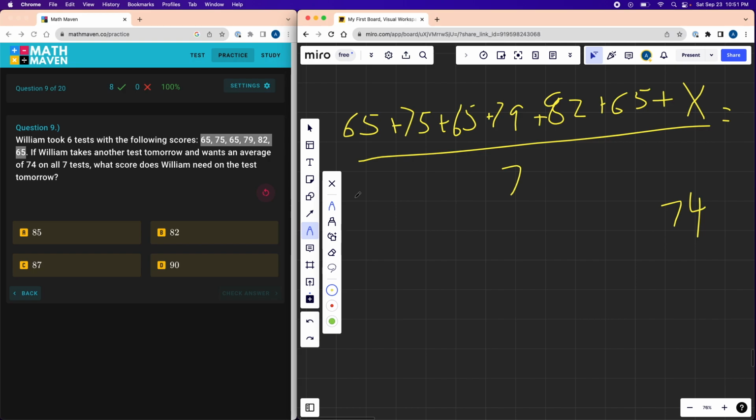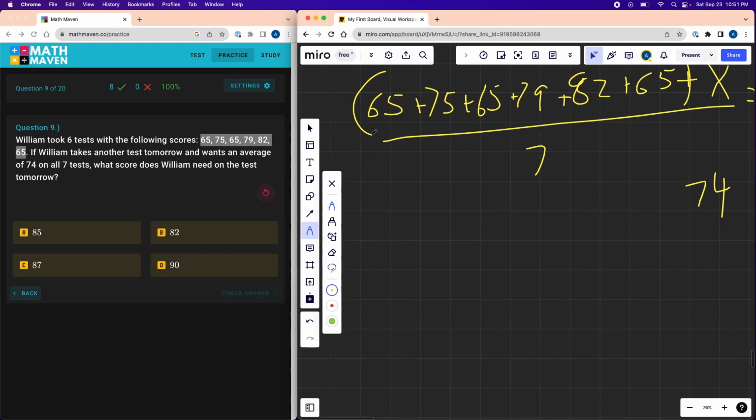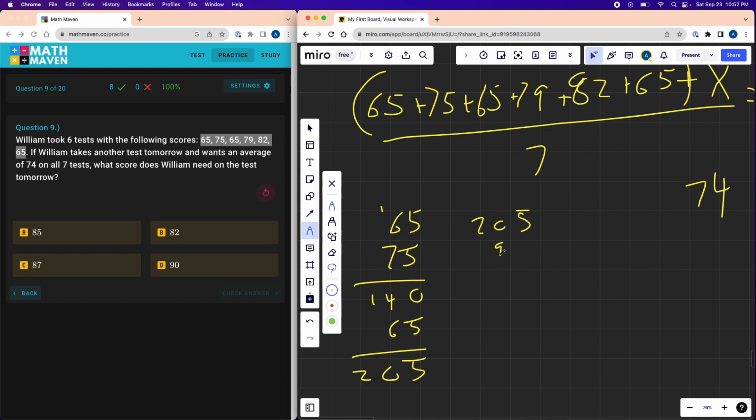Now it just becomes basically an algebra problem, where we need to solve for X, because that's going to be the missing test score to help William get the average of 74. First let's simplify like terms here. We can add up all of these together, so let's do that right now. We are going to have 65 plus 75. That's going to be 140. Let's add on another 65. That'll be 205. 205 plus 79 actually.